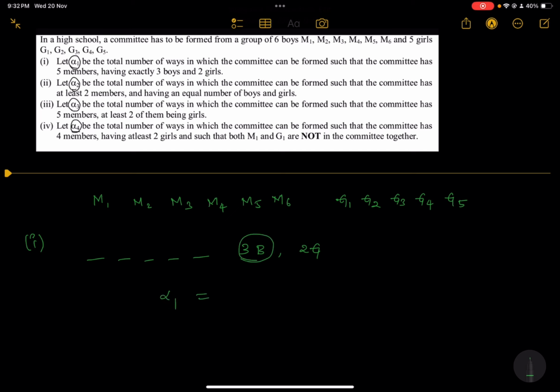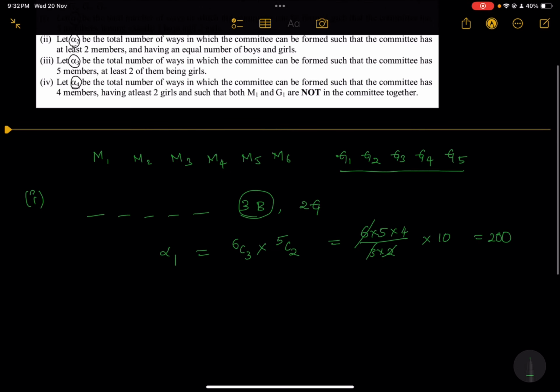So we have to choose 3 boys from 6 boys. So that can be done in 6C3 ways. Now we have to choose 2 girls from 5 girls. So that can be done in 5C2 ways. So alpha 1 will be 6C3 into 5C2, that is 6 into 5 into 4 by 3 into 2, so this will be 20 into 5C2 which is 10. So this will be 200. Alpha 1 is 200.